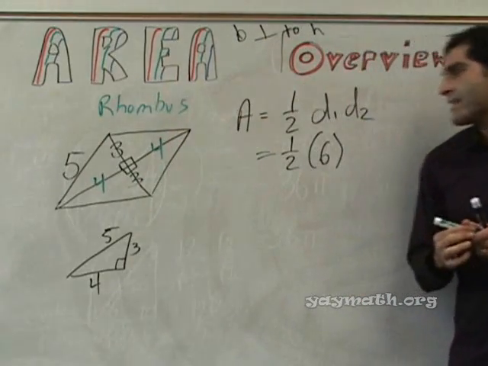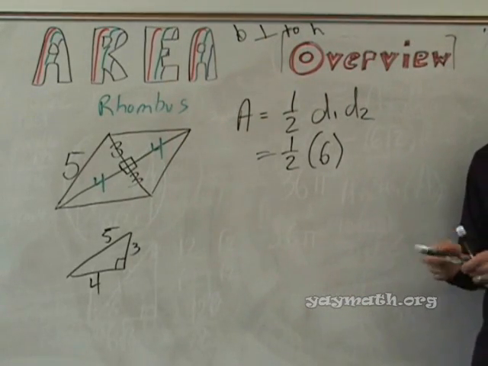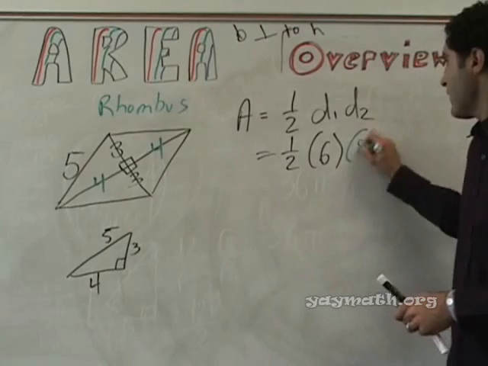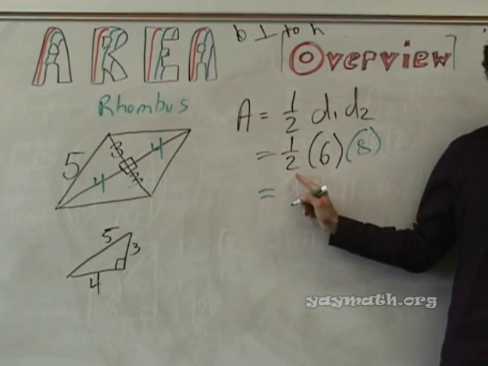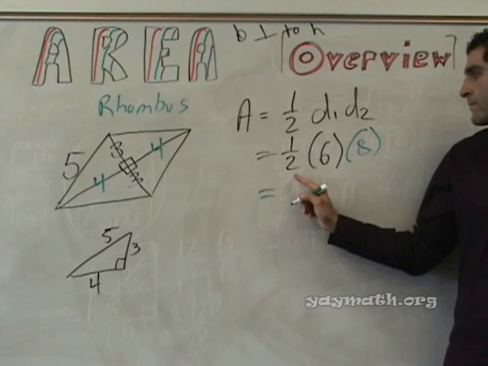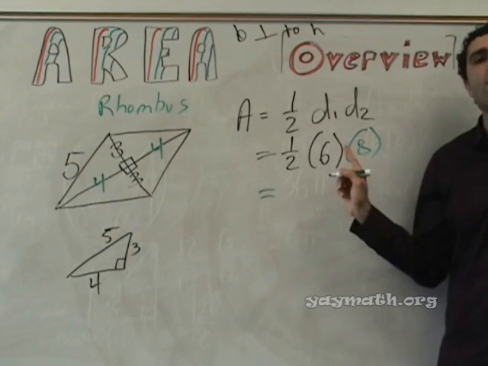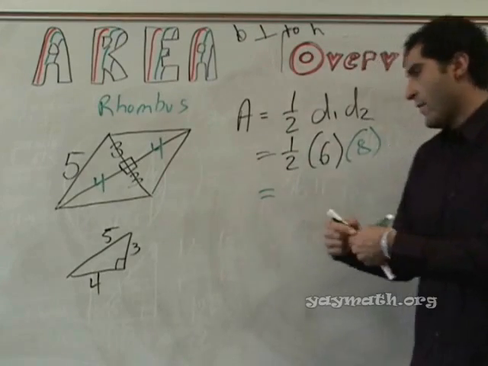So what is the next diagonal? 8. 6 times 8 is 48. 48 times a half is 24. The answer is 24.